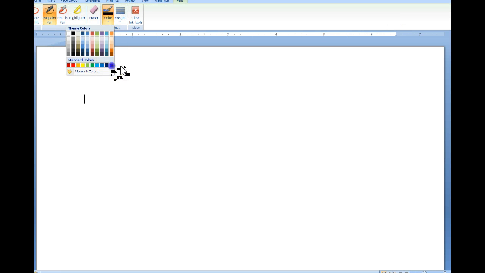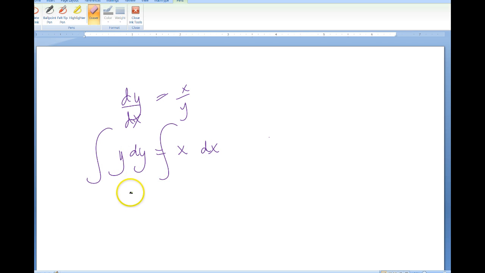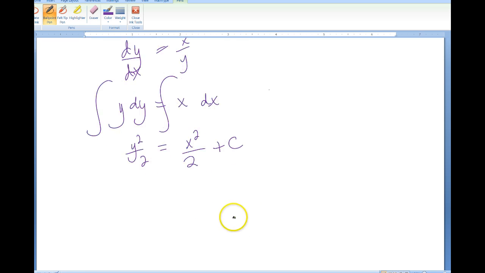So if I have dy dx equals x over y, what would you do? You want to separate the variables. So it would be y dy equals x dx, and then we would integrate. So it would be y squared over 2 equals x squared over 2 plus c. So basically, I'm giving you an example. Y squared minus x squared is a hyperbola that goes up and down or sideways.